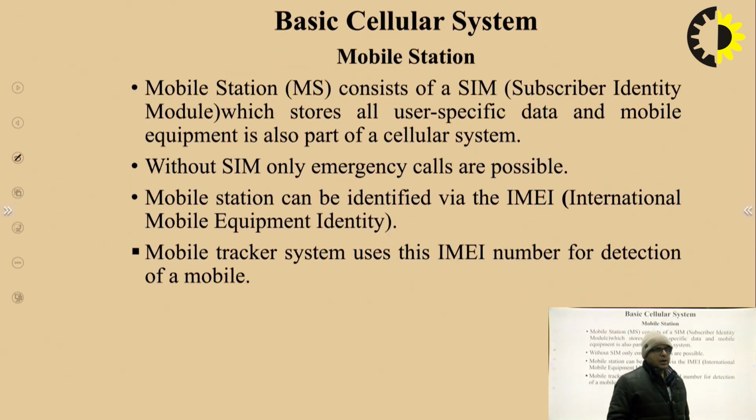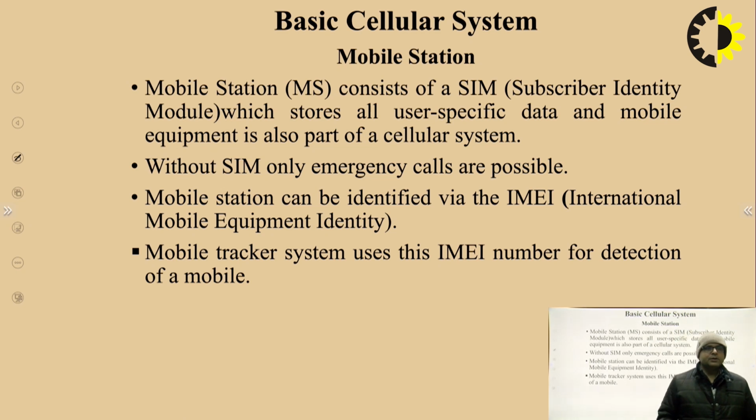So, as I have told, the mobile station is the user equipment through which the subscriber accesses the GSM architecture. This mobile station consists of a SIM, Subscriber Identity Module, which stores all user specific data and information, and mobile equipment, which is also a part of the cellular system. Without SIM, only emergency call is possible.